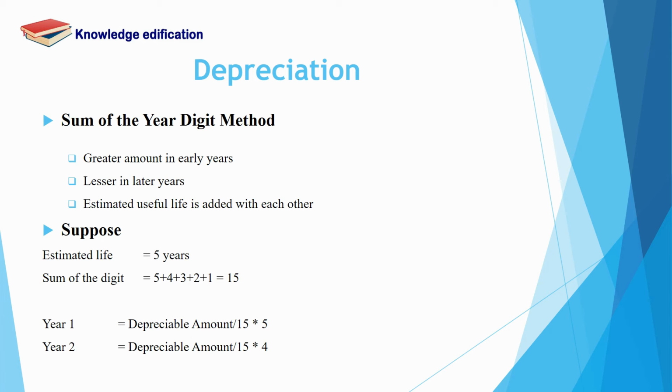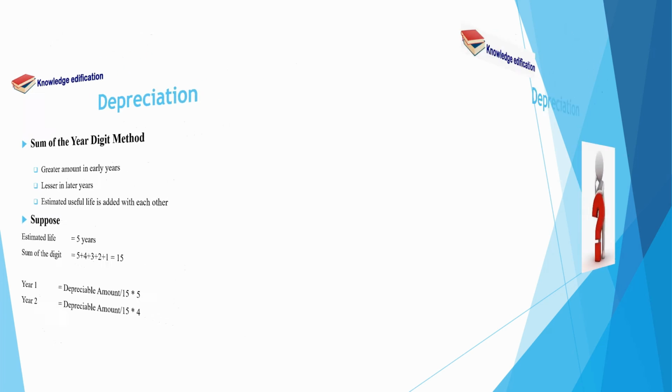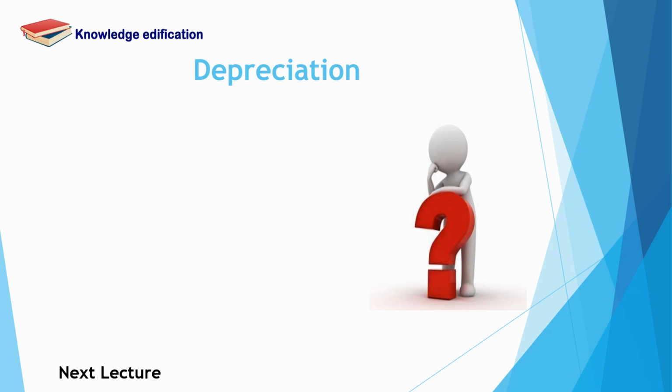In year 1, depreciable amount over 15 multiplied by 5. The depreciable amount is divided by the sum of the years' digits, that is 15, and multiplied by the remaining number of years at the beginning of the year, which is 5. Depreciation for the year can be calculated in this way. The same procedure will be done till the end of estimated useful life. This method will be explained with the help of an example in the next lecture.